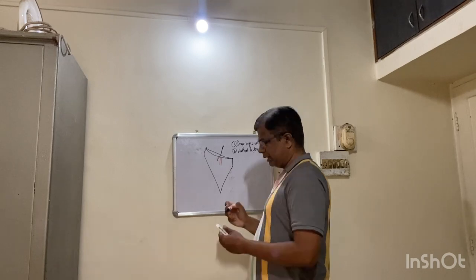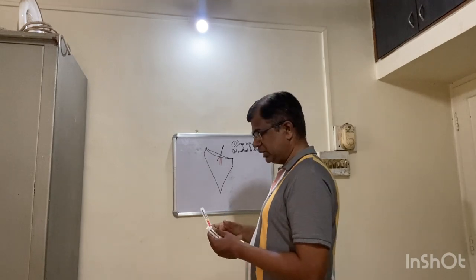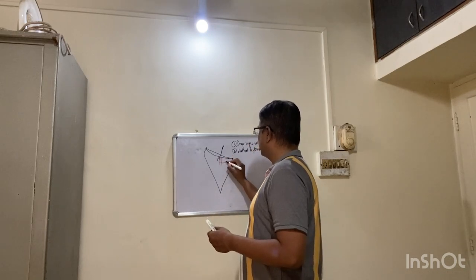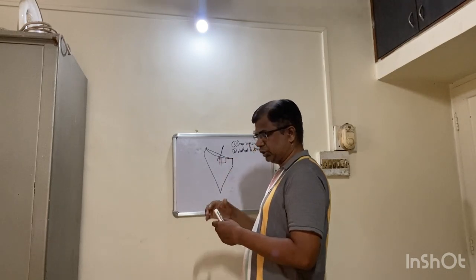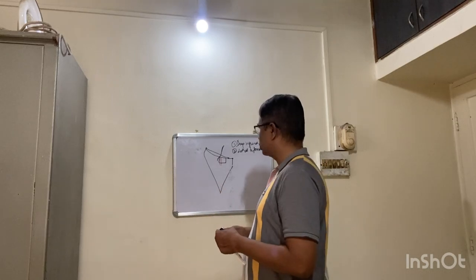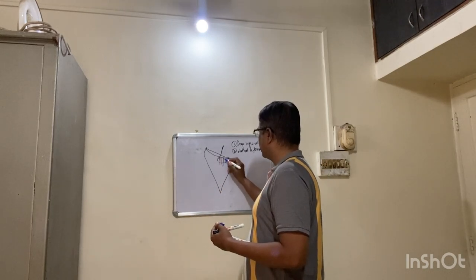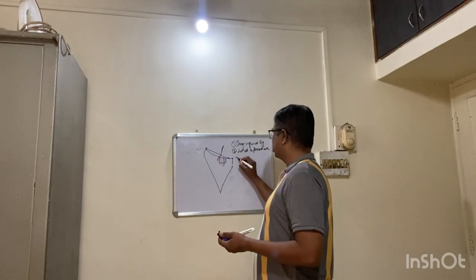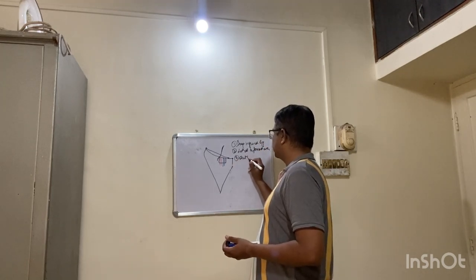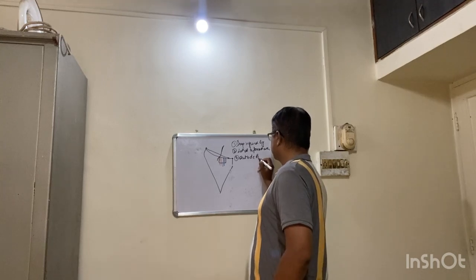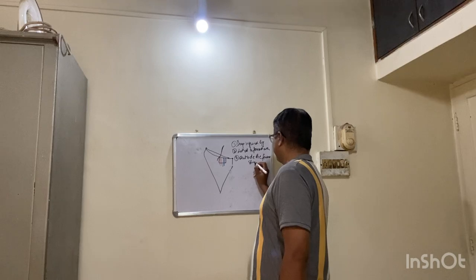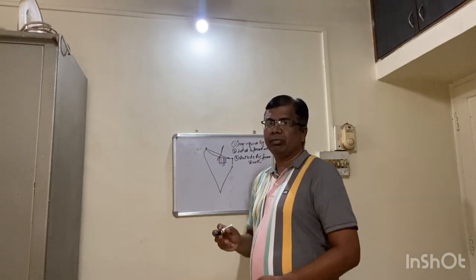Then the next point you should know is that it is outside the femoral sheath. Very, very important to remember. Yesterday we saw that the femoral sheath was a fascial sheath covering the femoral artery and the femoral vein. So the third point you should remember is that the femoral nerve lies outside the femoral sheath. This is the third very important point.